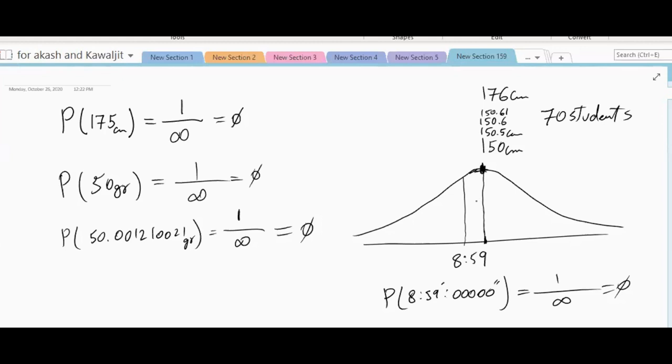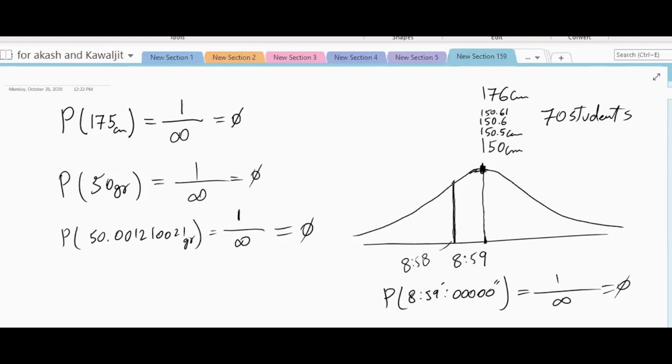Notice that asking that chance is like asking what is the area of this vertical line. The area of a line is zero because the line has no width. But if I ask you, what is the chance that a student would arrive between 8:58 and 8:59? Let's find that chance. What is the chance that a student would arrive exactly at 8:58?